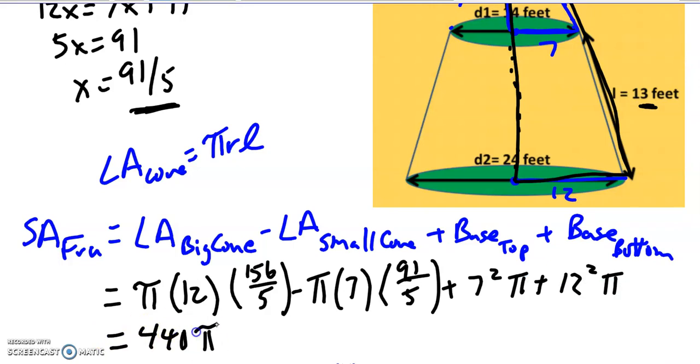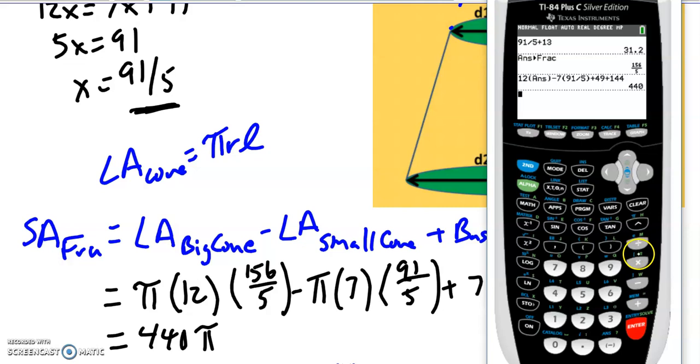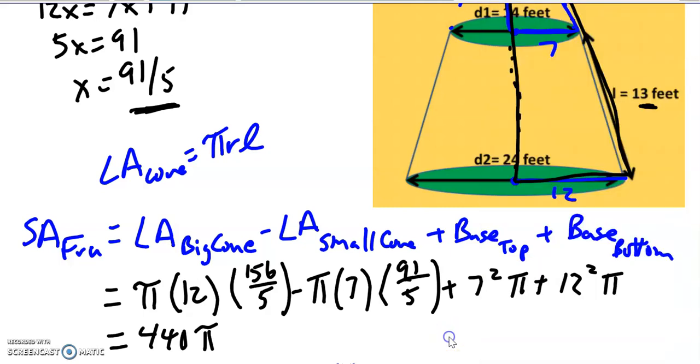pi. Now that is exact, but if we ask you to round, at this point we can round, so go ahead and multiply by pi, and we're typically rounding to 3 decimal places, so that looks like 1382.301. So if we ask you again to round, 1382.301, and this would be feet squared.